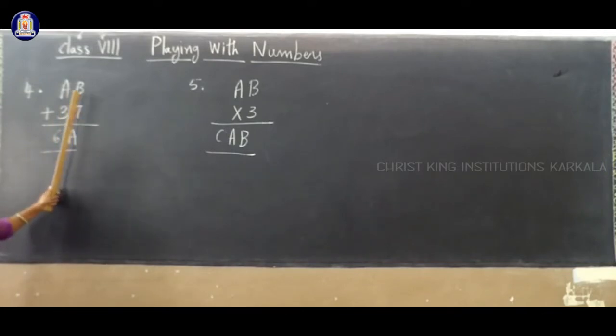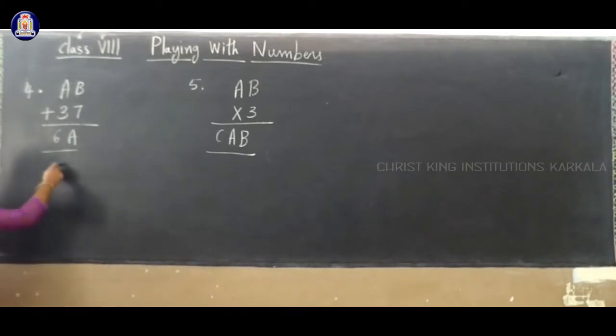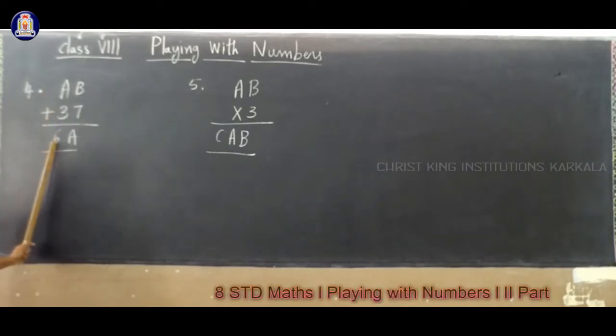Clear? So now first one here, B plus 7, we get answer A. So you have to find the value of the letter B and A. Similarly, if you add A plus 3, we get answer 6.